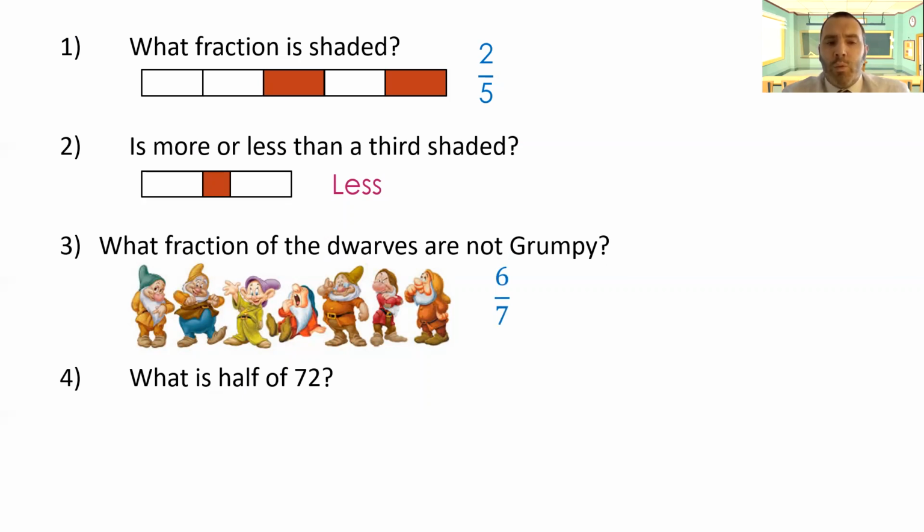Question 4, what is half of 72? Now we can use what we've done in division last week to help us with this. If we're finding half of something, we divide it by 2. So half of 72 is 72 divided by 2, which gives us the answer of 36.